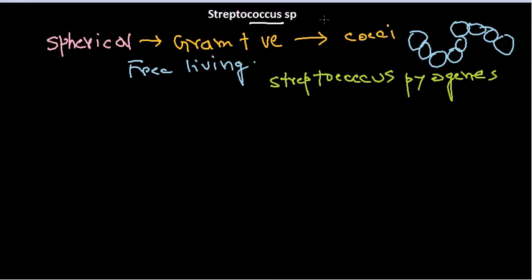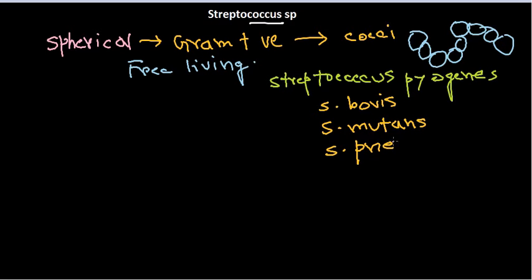Except for that, there are Streptococcus bovis. So let me write the names. Streptococcus bovis. Then there are Streptococcus mutans, and obviously there are Streptococcus pneumoniae, which is a causative agent for pneumonia, right? So just focus on the spelling of the bacteria, and all of them are scientific names, so you should put underline in all these cases. I am not putting it here for lack of time. Now these are the different types of Streptococcus.